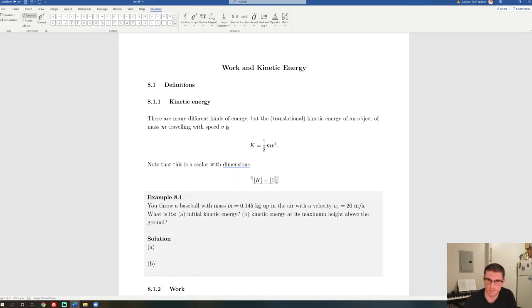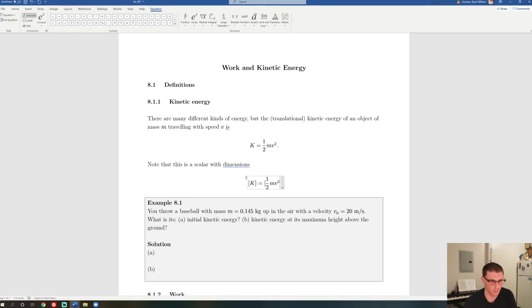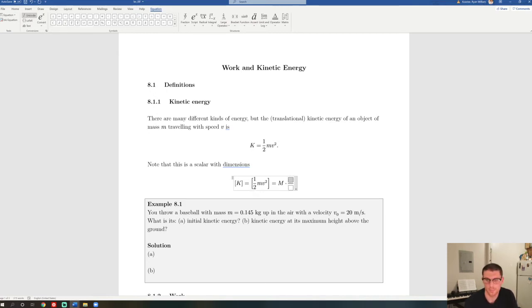Remember, let me write this, 1/2 m v squared. 1/2 has no dimensions, right? It's just a number. The mass has dimensions of mass. And the velocity squared has dimensions of length squared over time squared. And so this is an energy, right, as we have just said. So we note now that the dimensions of energy will in general be a mass times the length squared, all divided by a time squared.